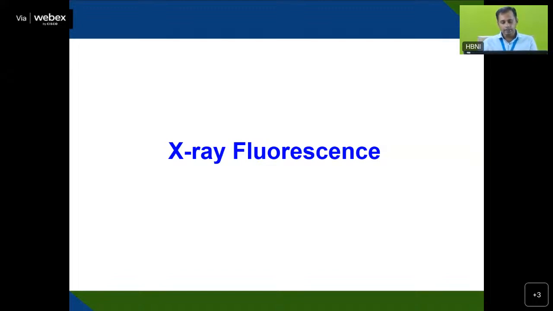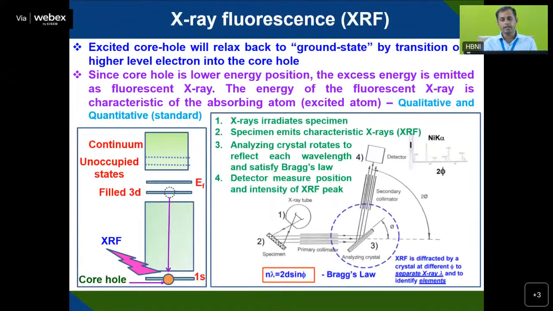Like X-ray absorption spectroscopy, there is another technique called X-ray fluorescence. The XRF technique is mostly used for the identification of elements, and we will see how it is used. The principle is almost similar to X-ray absorption spectroscopy. In X-ray absorption spectroscopy, the core level is excited to the continuum, and you measure that band edge and absorption.